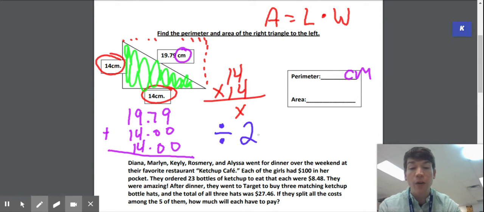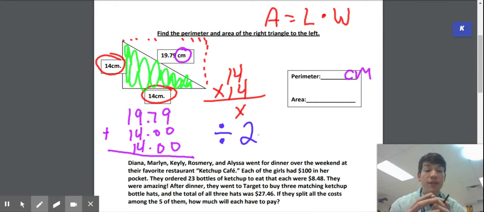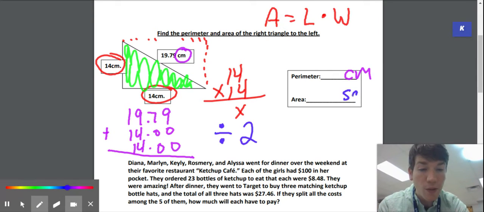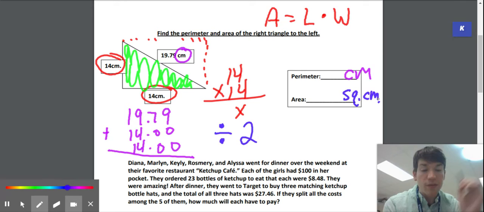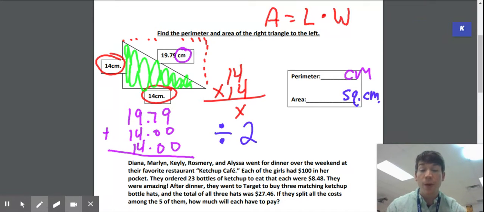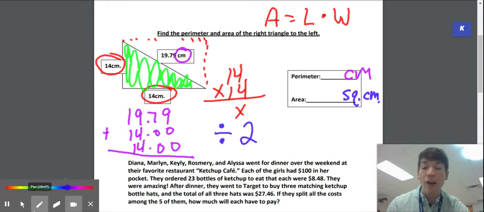Now, second thing I want you to remember is when we go to area, we're talking about units that aren't linear anymore. They're not in a line. They are square units. So we're going to be using square centimeters. Square centimeters is going to be our units there. So think about that as you're finding the area and perimeter of the triangle.